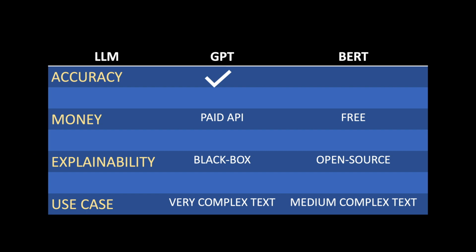So if your text is not too complex, a BERT embedding of 1024 should be sufficient. However, if your text is complex, like the customer reviews, it is preferable to go with GPT.